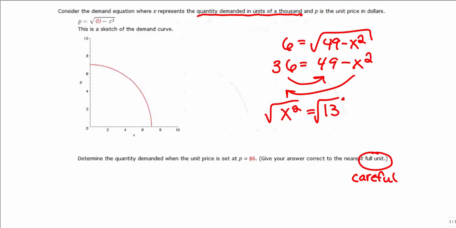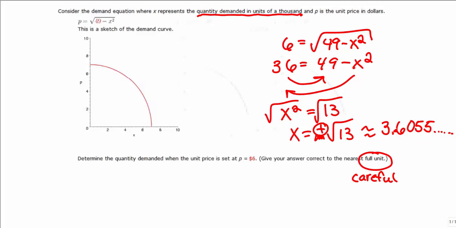Take the square root of both sides. Remember, technically we would do plus and minus the square root of 13, but since we can't have a negative quantity, we're going to just keep the positive. Now the square root of 13, we don't know that off the top of our heads, but we can put that into our calculator. And the calculator says 3.605 and so on.